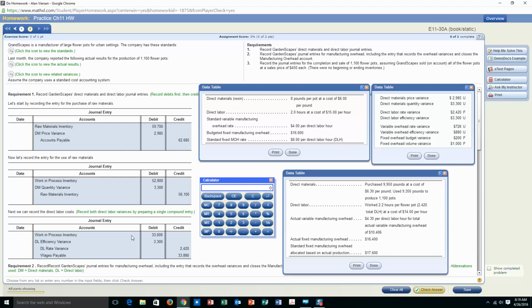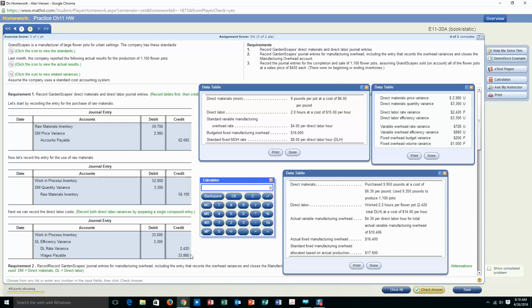The third one combines both the labor costs, and the first one is the work in process, and that of course will be again 1,100 pots times the standard of 2 hours. That's 2,200 standard hours times the standard cost for labor of $15, so that's 33,000. We have a direct labor efficiency variance unfavorable of 3,300. We have a favorable direct labor rate variance, so that's credited.